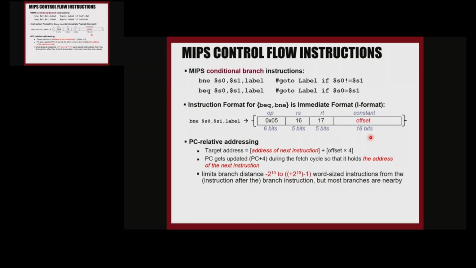What it means is that if you have a pretty long code, more than 2 to the 15 minus 1 lines of code, you're going to have trouble branching to anything after that point. So you can't branch to the 2 to the 15 plus 1 instruction after where you are. Okay, so how do we fix this problem?